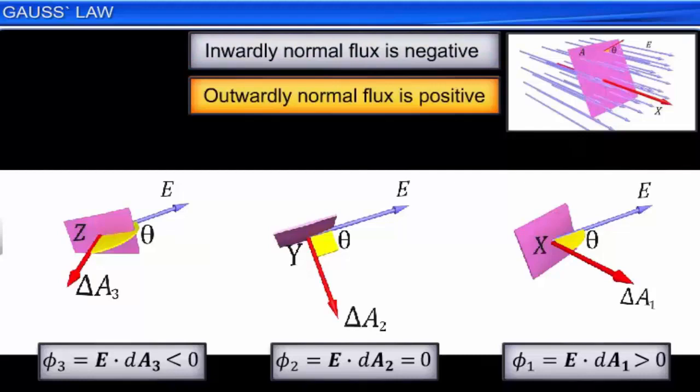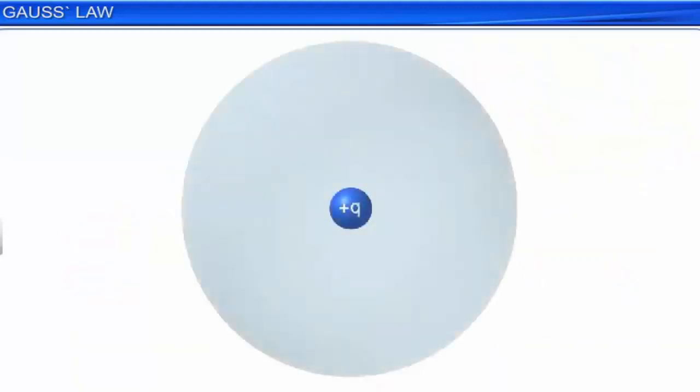Let us now consider a point charge plus Q placed at the center of a sphere of radius r. Let us now look at Gauss Law, which defines the relation between the net electric flux through a closed surface and the charge enclosed by that closed surface. This law is of fundamental importance in the calculation of electric field strengths. The closed surface is referred to as the Gaussian surface.